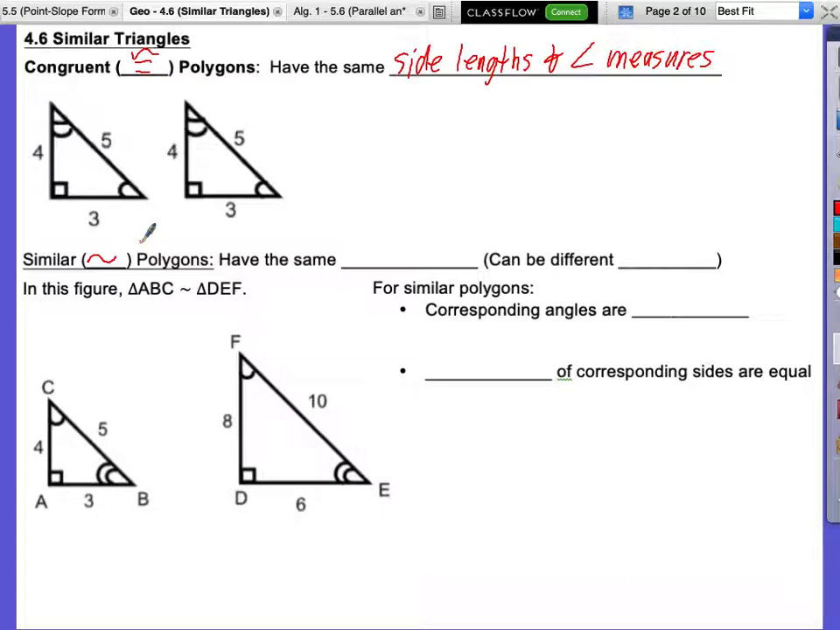Now, two polygons that are similar will have the same angle measures. So just like congruent polygons, they'll have the same angle measures. But the difference is that these can have different side lengths. I know it's a lot to fit in there, and it actually doesn't fit in there, and I'm sorry for that. So they can be different side lengths though.